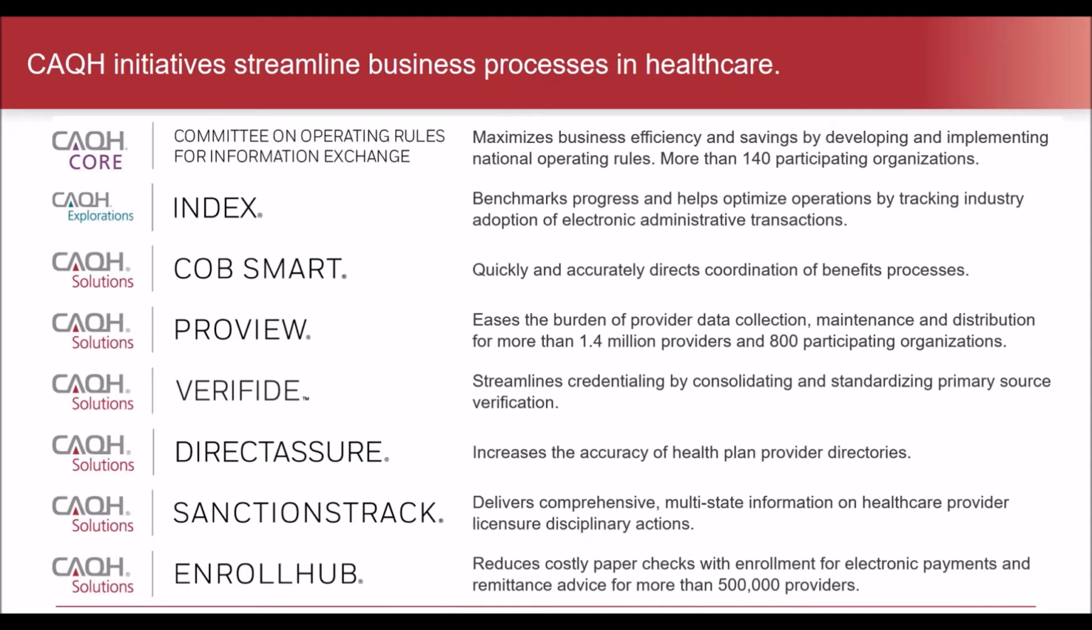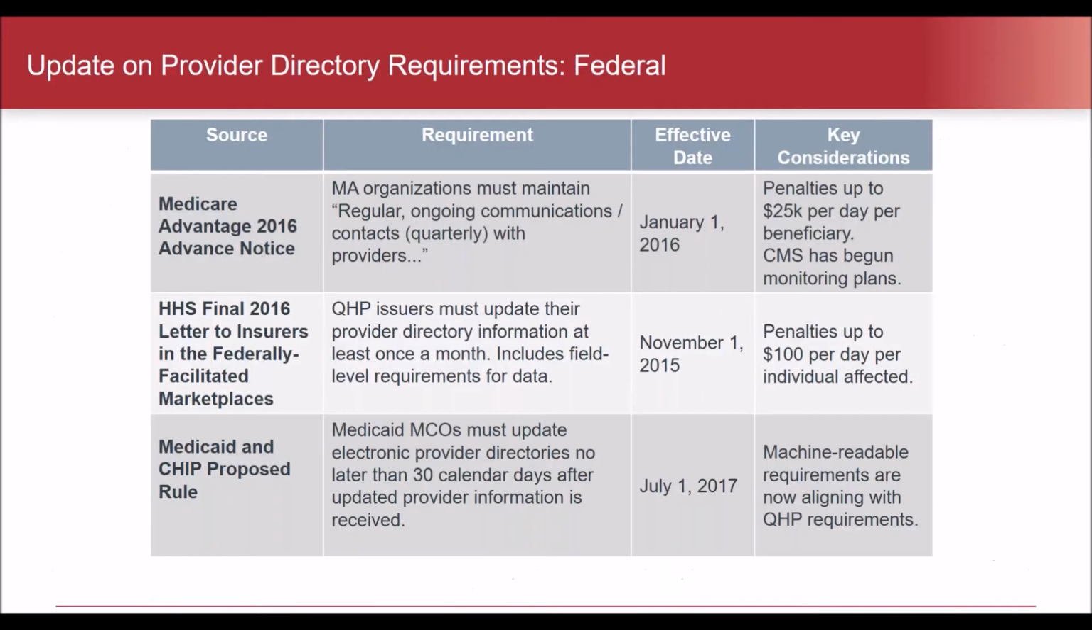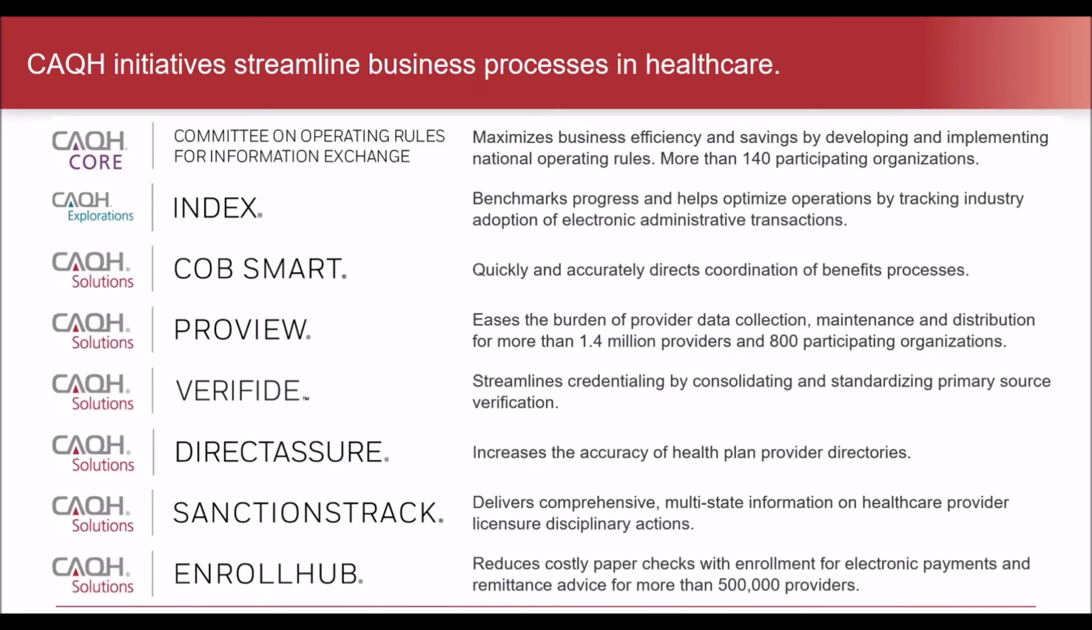Sanctions Track helps with ongoing monitoring of providers that's required by NCQA. Enroll Hub is an additional solution we've launched to help accelerate the movement from check-based payments to ACH-based payments. And finally, COB Smart is another solution we launched recently that's helping to identify overlapping coverage for health plans by their members so that they can more efficiently pay claims.